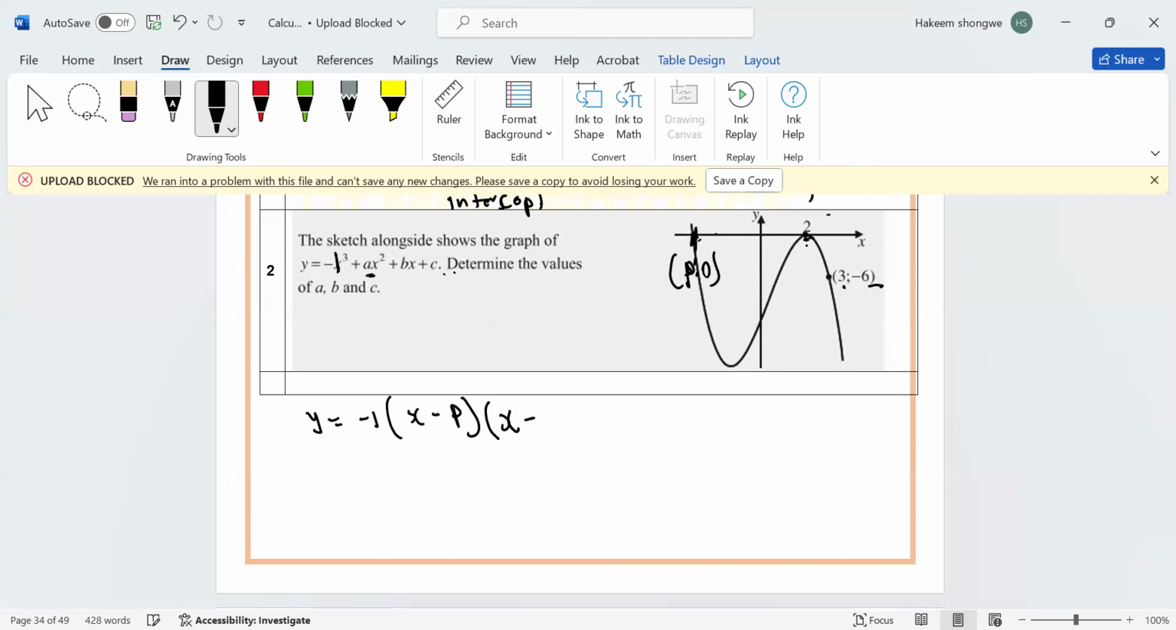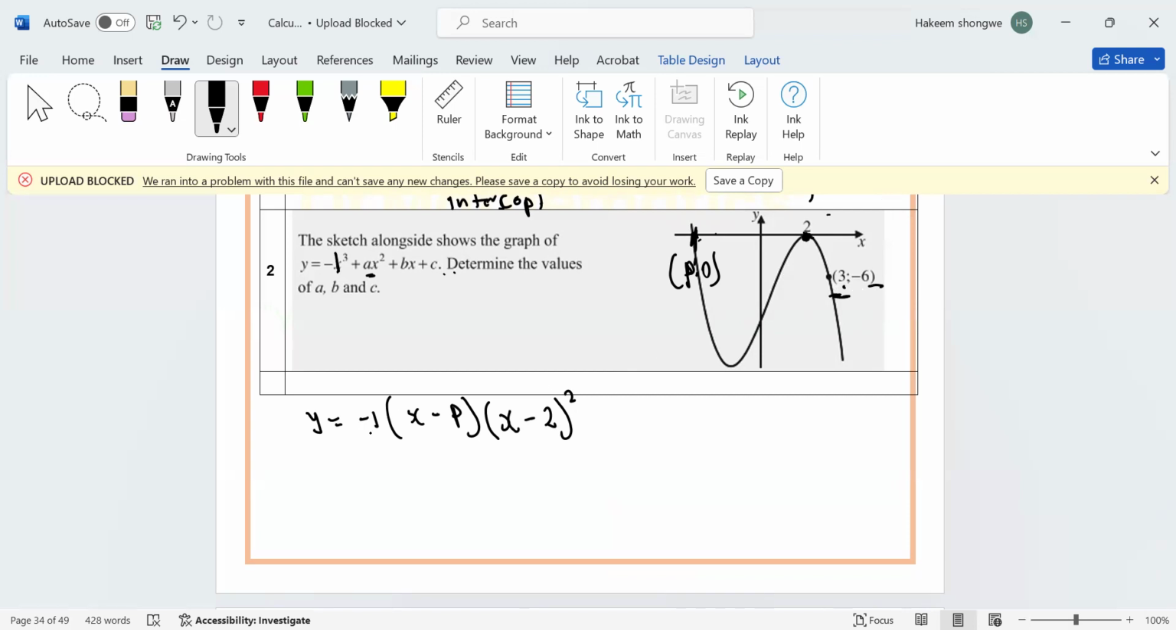I know what is x2. What is x2? It's 2. So I'm going to say x minus 2 all squared because it's going to repeat itself 2 times. Why is it repeating itself 2 times? Because it's an x-intercept. It's also what? A turning point. Does that make sense? So in this case, I'm going to use this point here to find what is this P.